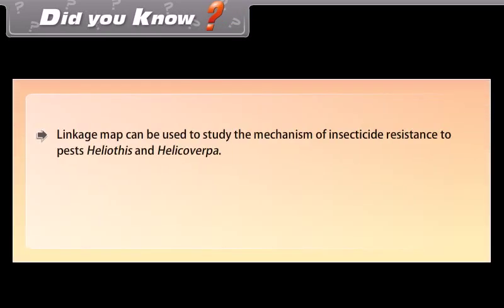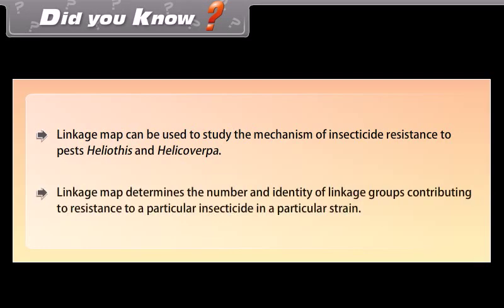Did you know? Linkage map can be used to study the mechanism of insecticide resistance in pests Heliothis and Helicoverpa. Linkage map determines the number and identity of linkage groups contributing to resistance to a particular insecticide in a particular strain.